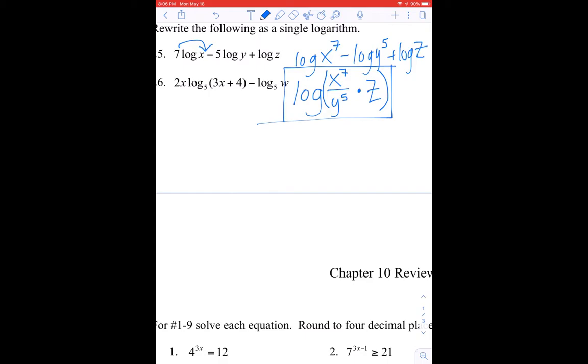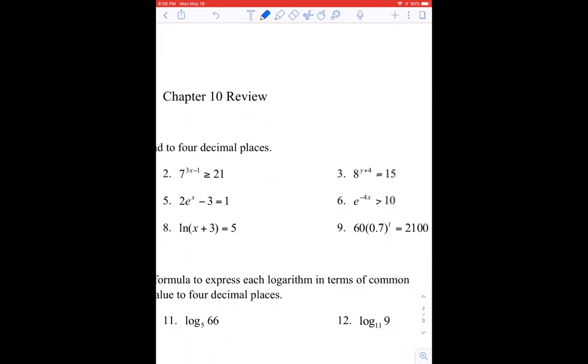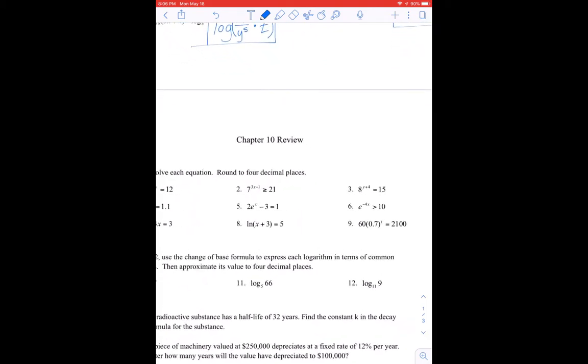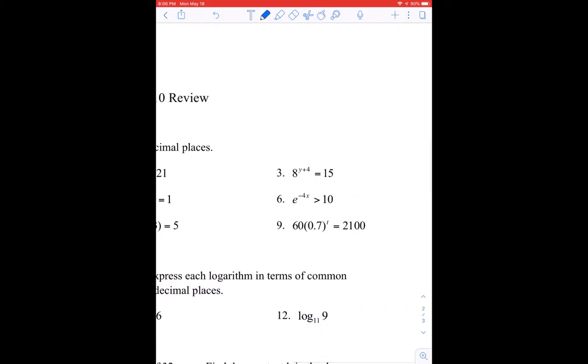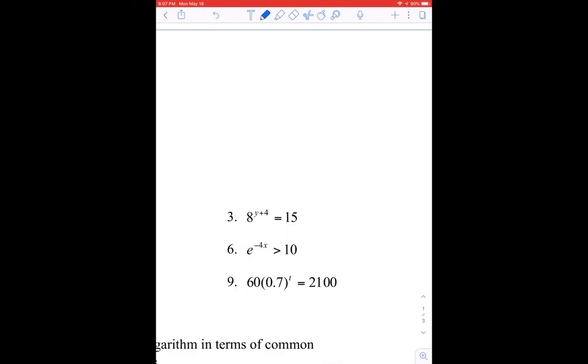All right, the next one is number 3 on the next page. This one says, solve each equation, which means find the one unknown and solve for its answer and round to 4 decimal places. Whenever you see that, it implies you're going to need your calculator, which means you're probably going to need to take the log of something.